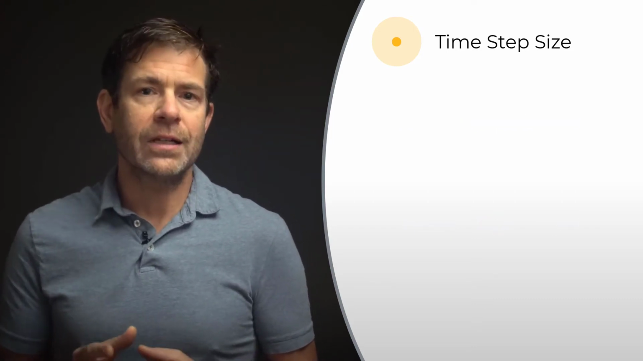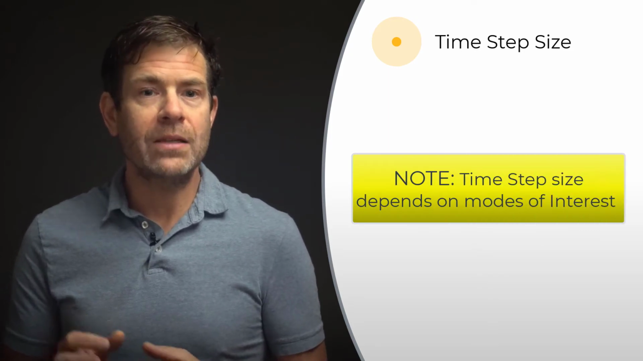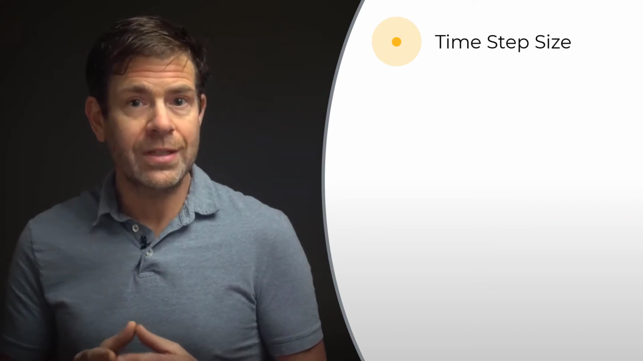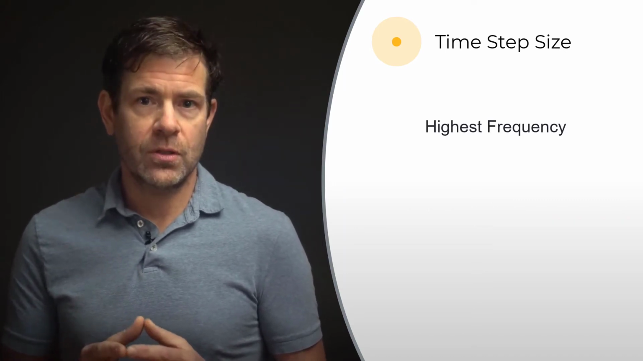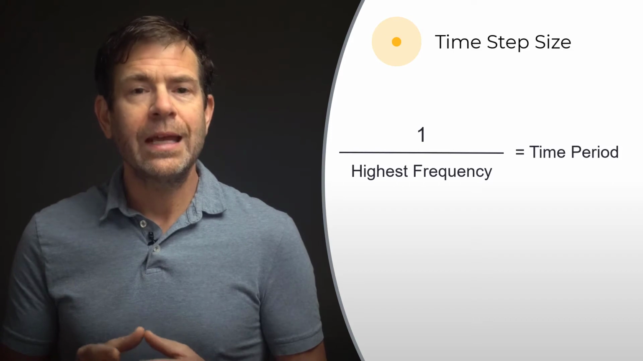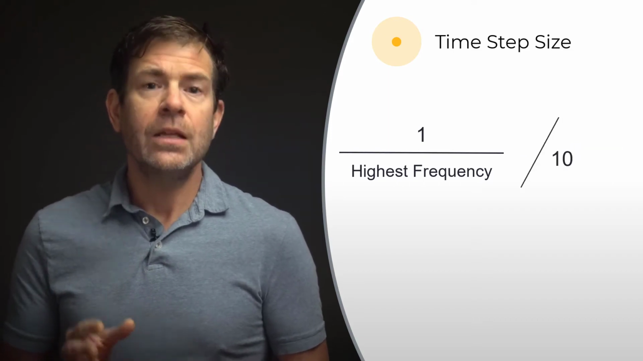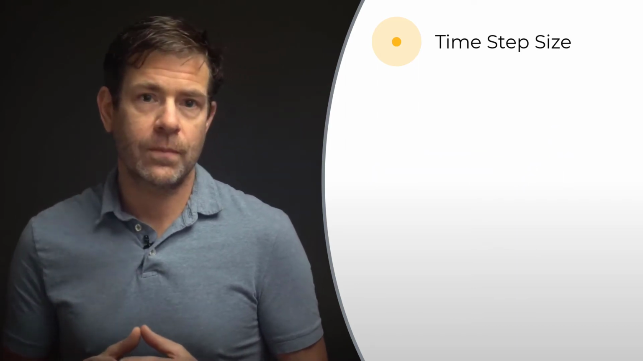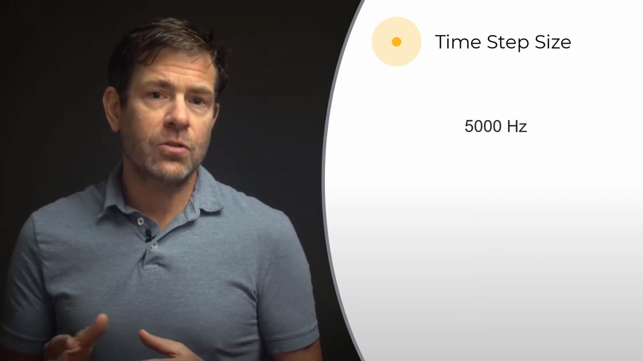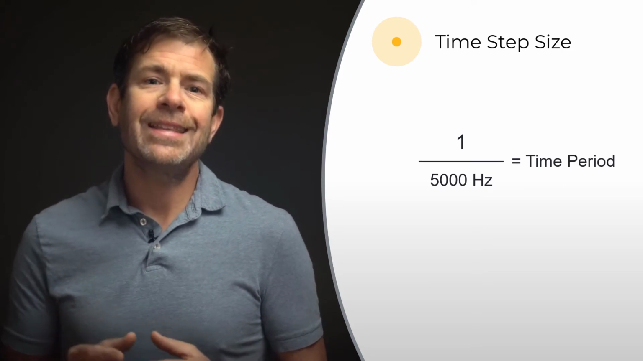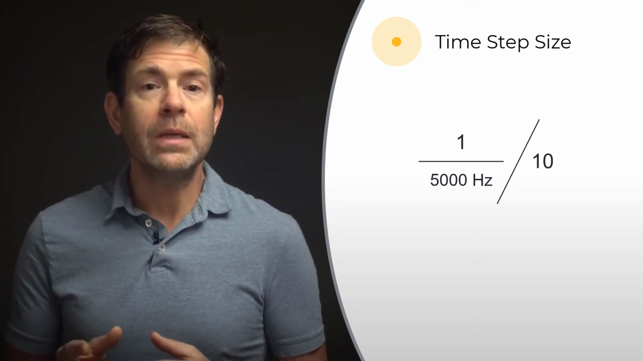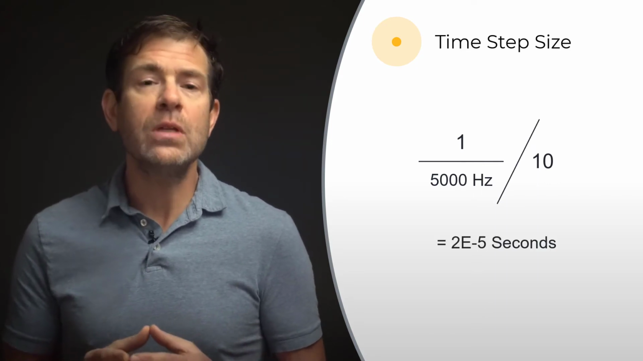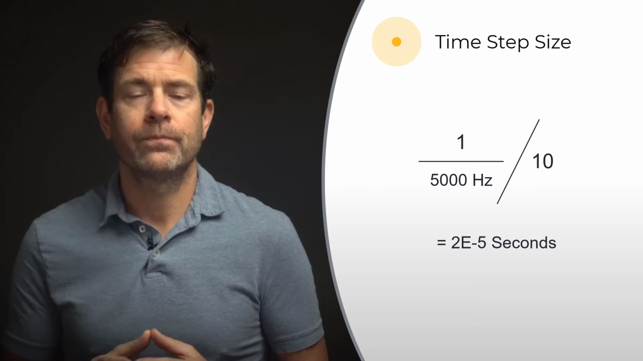The key point here is the time step size should be based on the modes of interest. One simple rule that can be used is to take the highest mode of interest, invert it to find the period, and divide that number by 10. This will assure you can resolve the time history response of the highest mode of interest. For example, if the highest mode of interest is 5,000 Hz, then the time step size to specify would be 1/10 times 1 over 5,000 hertz, and that comes out to 2e-5 seconds.